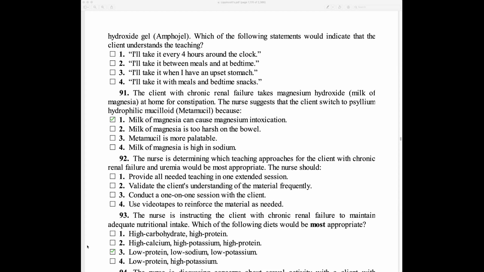Low sodium because we don't want them to retain more fluid. They're already having issues removing fluid from the body. And low potassium because they struggle with high potassium levels. So very, very good. All right, guys.